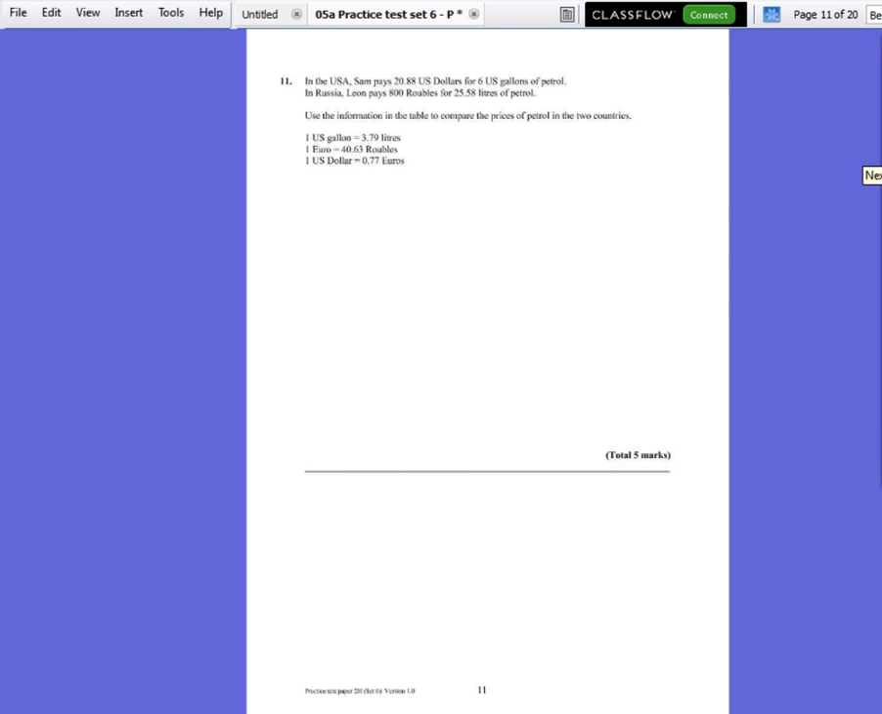Question 11. In the USA, Sam pays $20.88 for 6 US gallons of petrol, and in Russia, Leon pays 800 rubles for 25.58 litres of petrol. Use the information given to work out which one's cheaper. So, in the US, 1 gallon, if we convert it, we've only got the exchange rates into euros. So if we convert these into euros, we can compare them both.